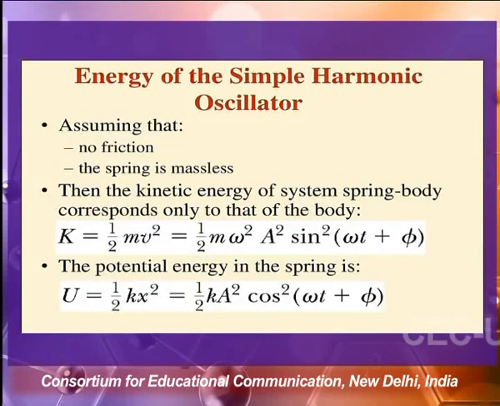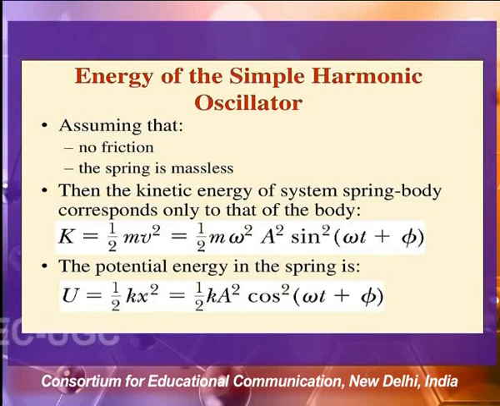Now we'll talk about the energy of the simple harmonic oscillator. You know very well, we have two types of energy: one is kinetic energy and the other is potential energy. So in a simple harmonic oscillator, we have to assume that there is no friction and the spring is massless. That's why we have these two types of energy.